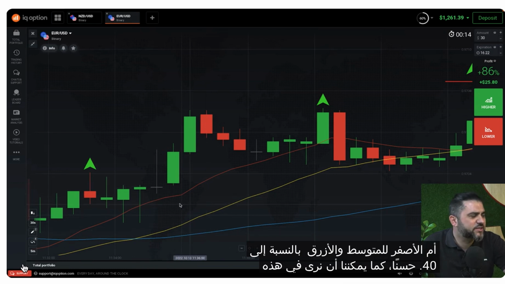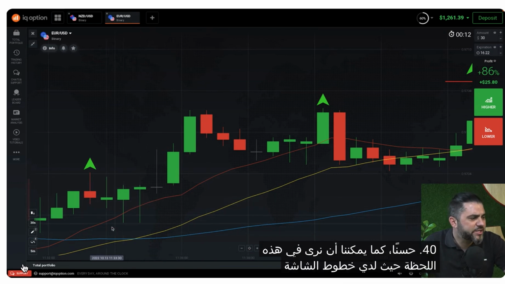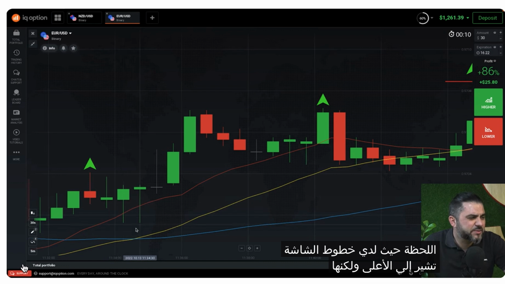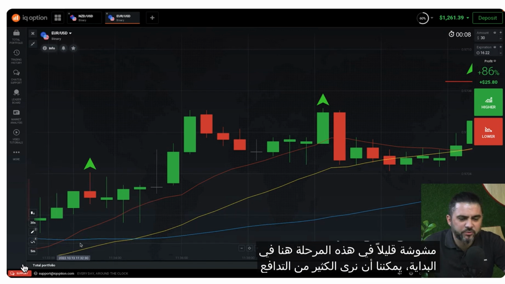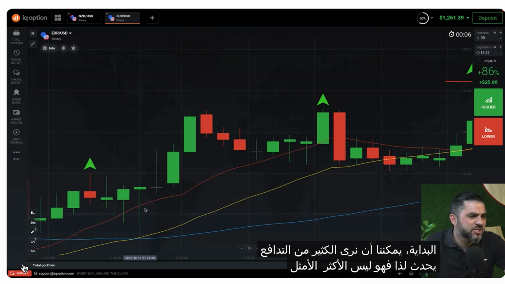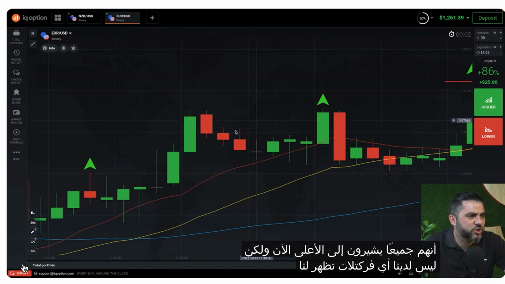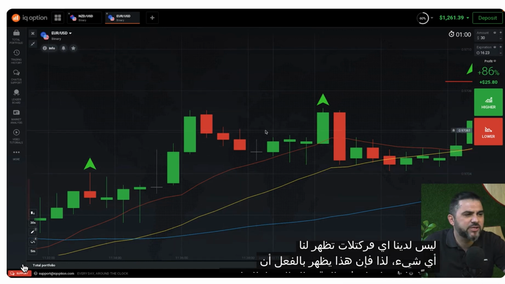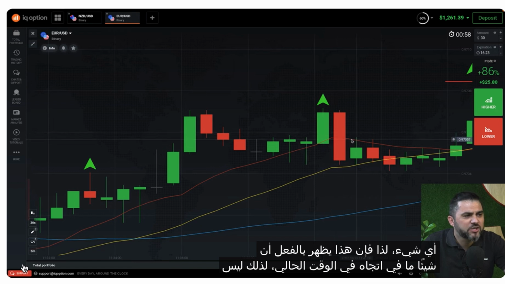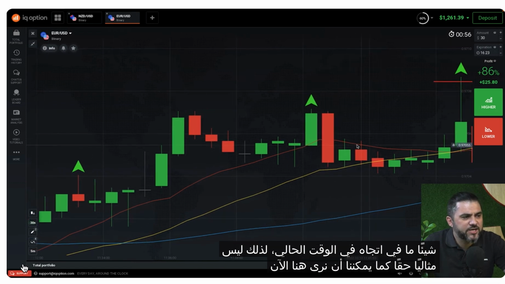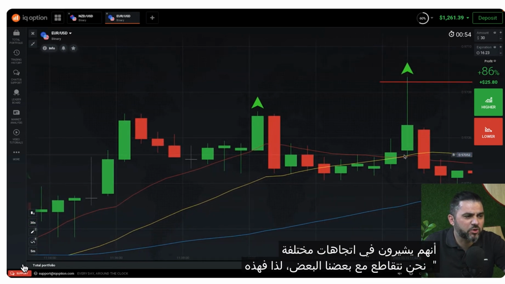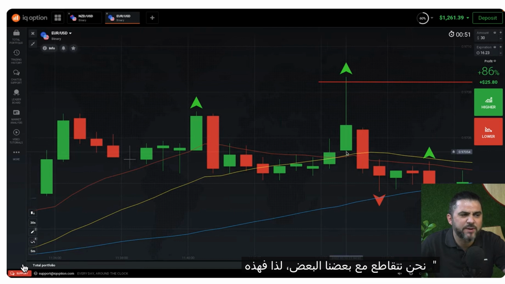As we can see at this moment where I've got the screen, lines are pointing upwards, but it is a bit scrambled. At this point here in the beginning, we can see a lot of scrambling going on, so it's not the most optimal. They're all pointing upwards now, but we don't have any fractals showing us anything, so this is not really optimal. As we can see here now, they're pointing in different directions, they're crossing over each other, so this is a really scrambled up, messed up moment we don't want to be doing anything with.